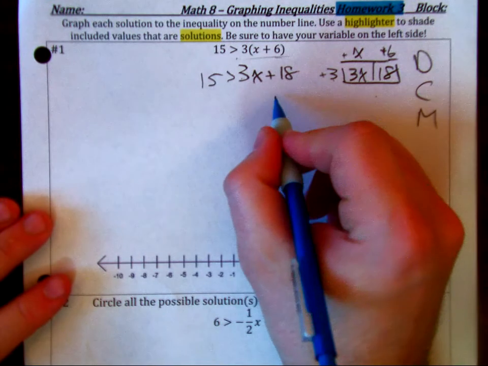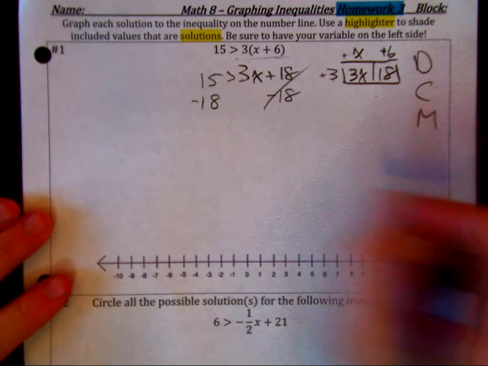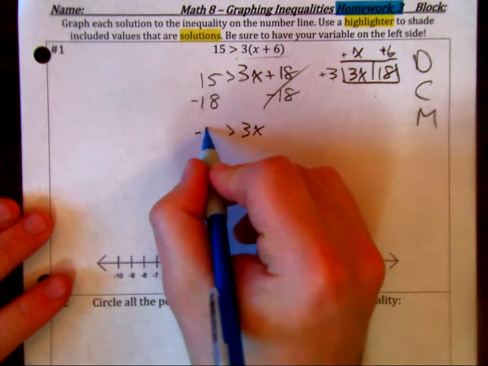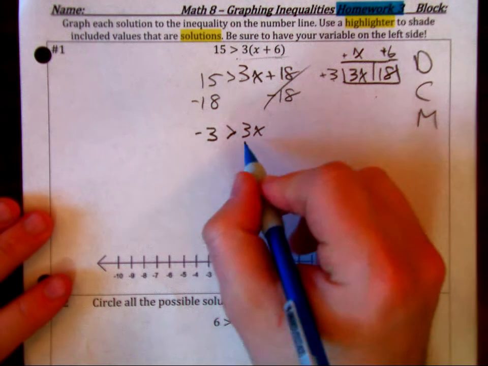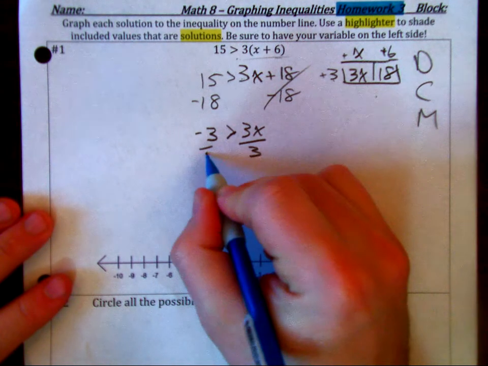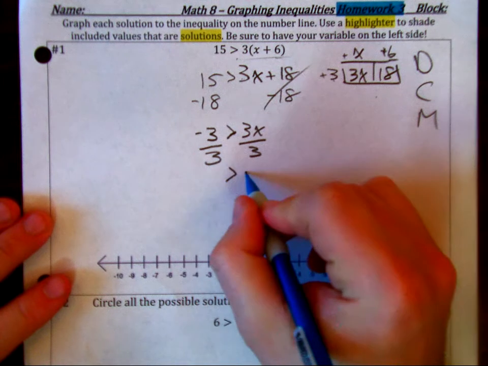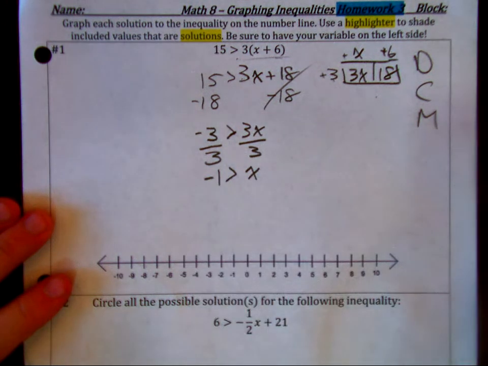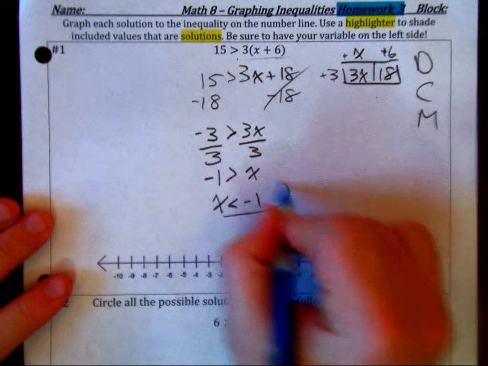Now I can subtract both sides by 18. On the right, it cancels out, and we have 3x, and we have negative 3 on the left. Again, divide both sides by the coefficient, so divide both sides by 3. Did we multiply or divide by a negative? No, and so it stays the same, and so we're going to have x and then negative 1. Be sure to have your variable on the left side, so make sure you flip the entire thing. So we're going to have x is less than negative 1.